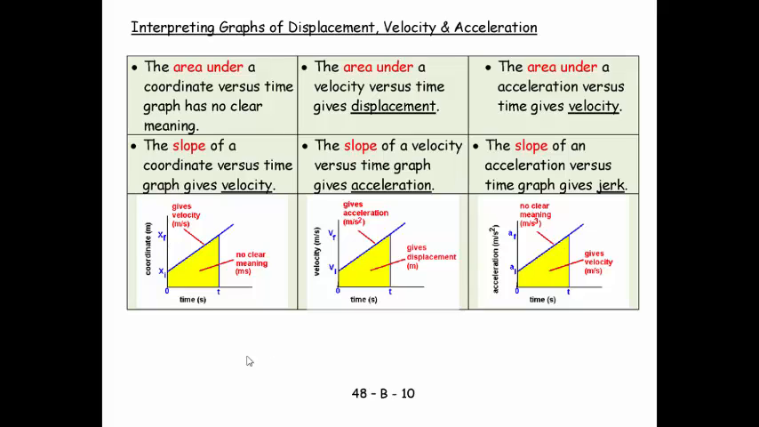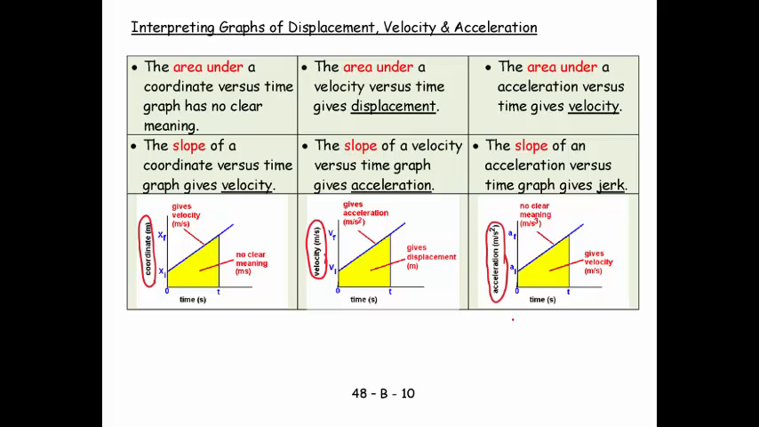48B video 3. Let's talk about interpretation of graphs of displacement, velocity and acceleration. Okay, so here I have three graphs. One is a coordinate or position or address versus time. The other one is a velocity versus time, and the third one on the right is an acceleration versus time.